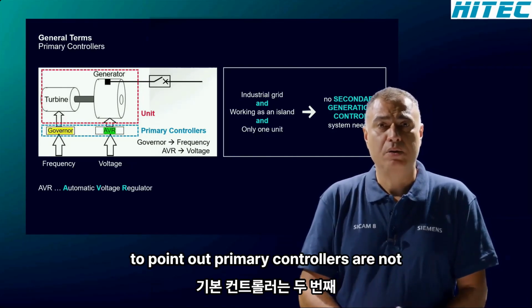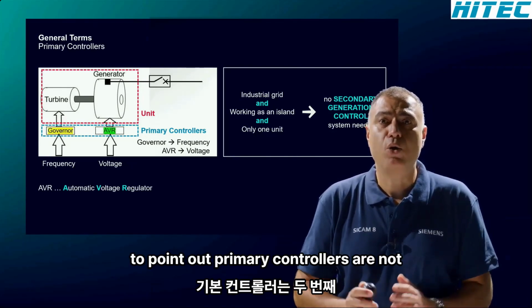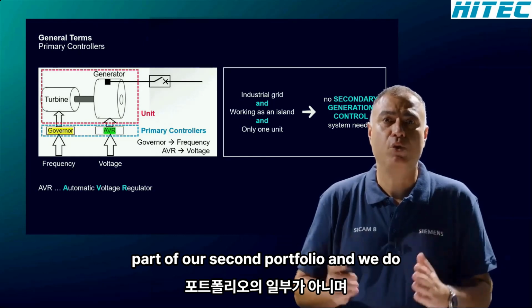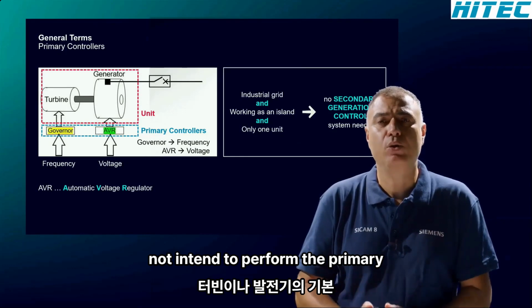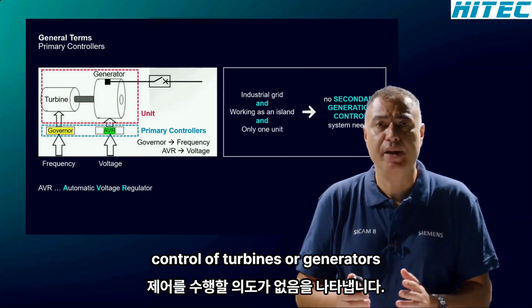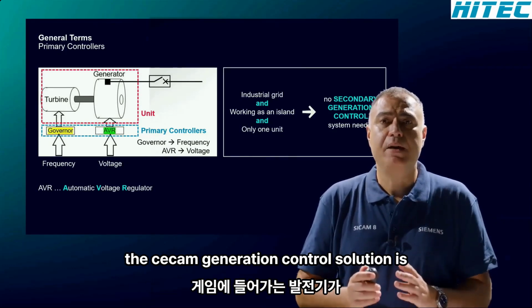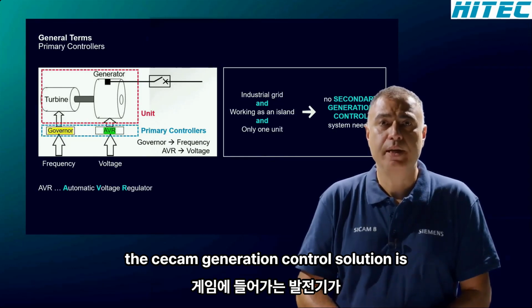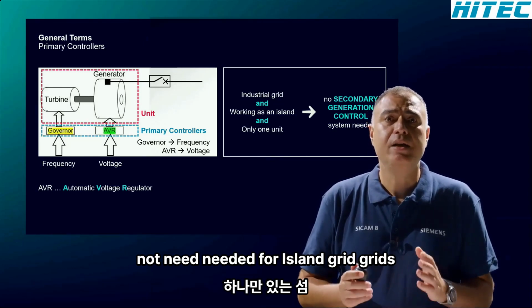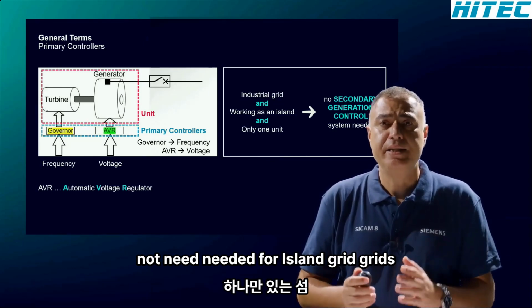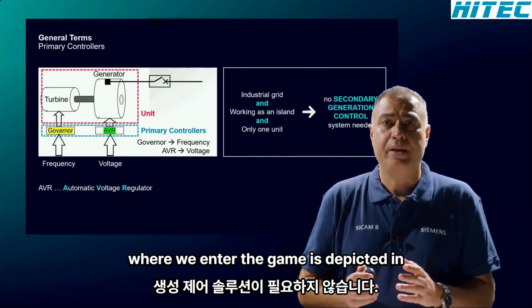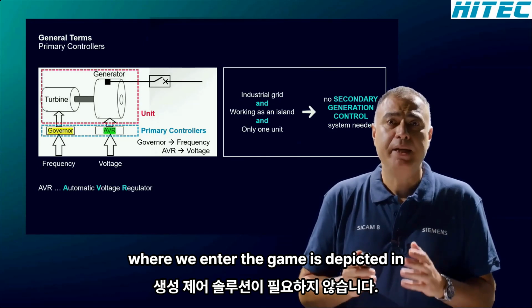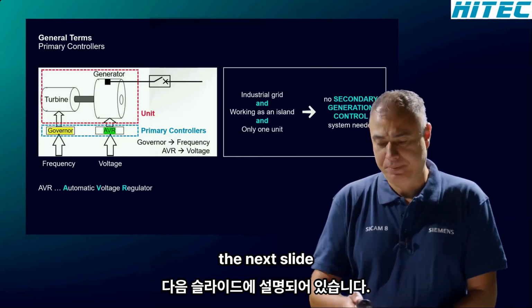To point out, primary controllers are not part of our SICAM portfolio, and we do not intend to perform the primary control of turbines or generators. The SICAM generation control solution is not needed for island grids with only one generator. Where we enter the game is depicted in the next slide.